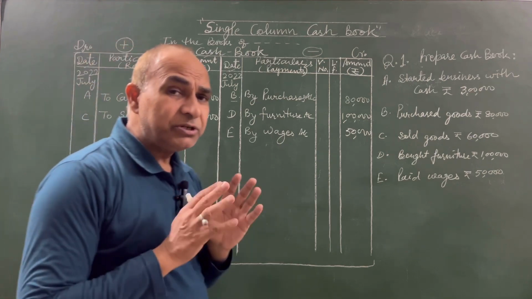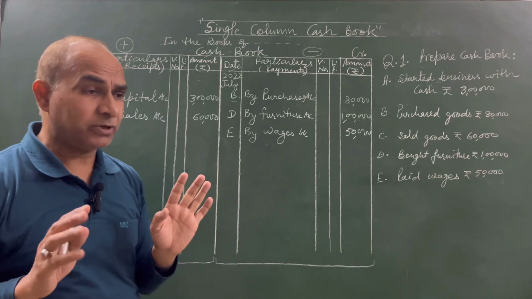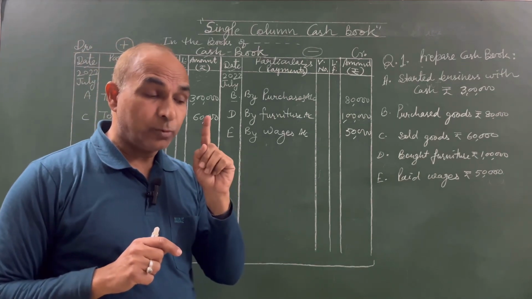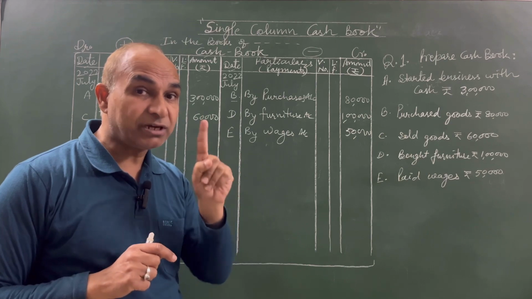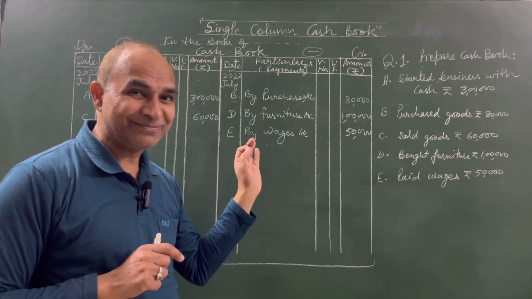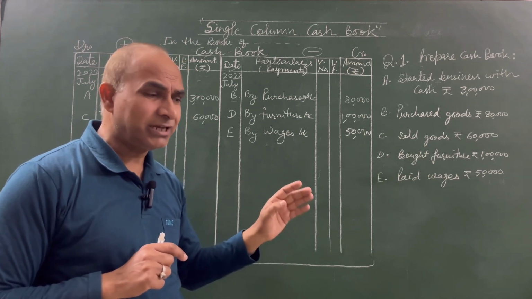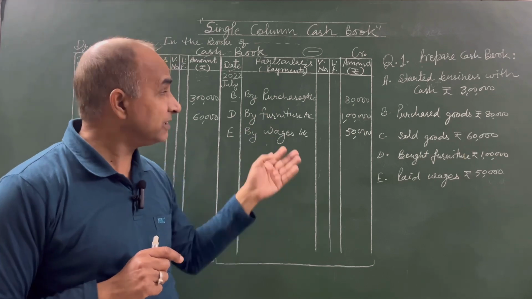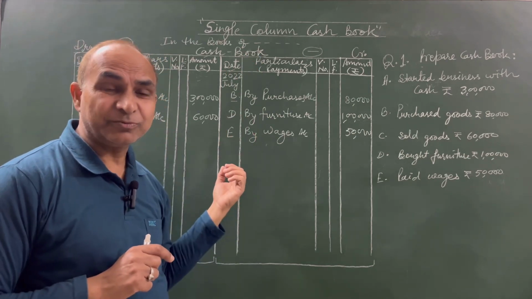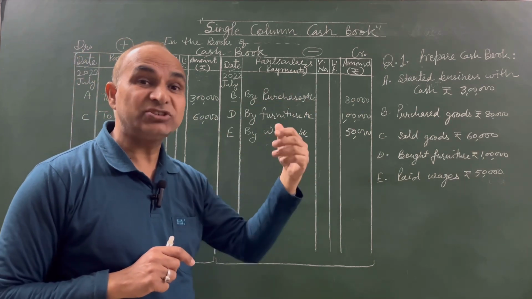One more thing you need to understand. While preparing any cash book, single column or two column cash book, one thing you should keep in mind: only cash transactions are recorded here. Non-cash transactions or credit transactions are totally ignored. These are left unrecorded in this cash book because those transactions are recorded in other books like the journal proper, etc.